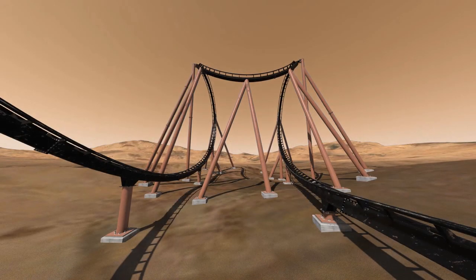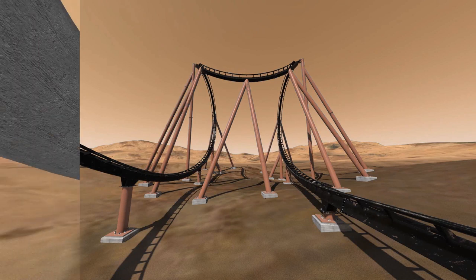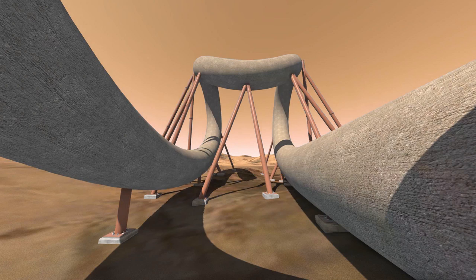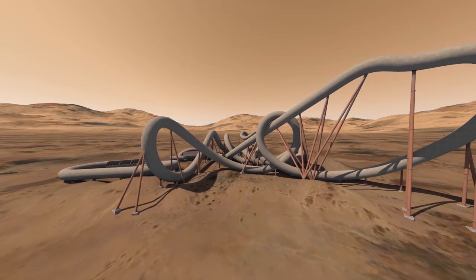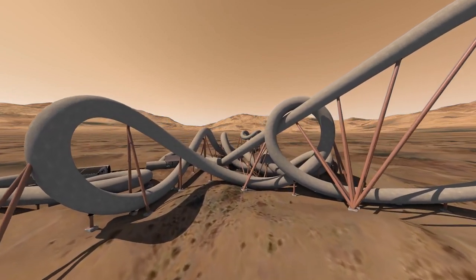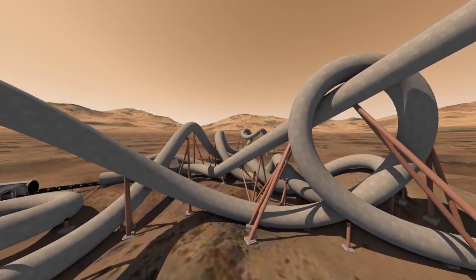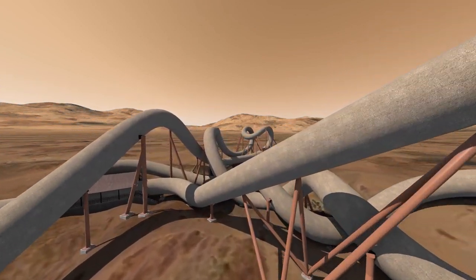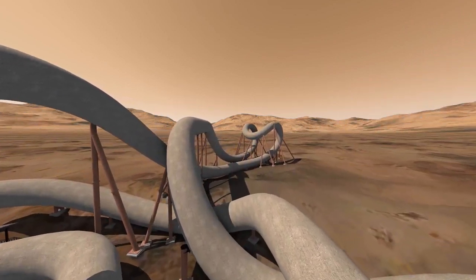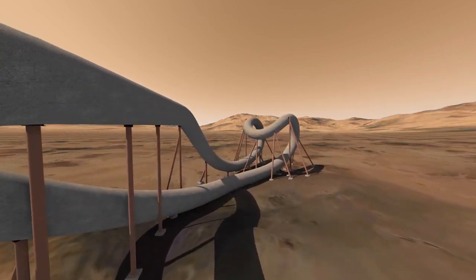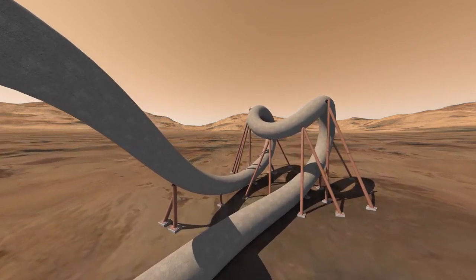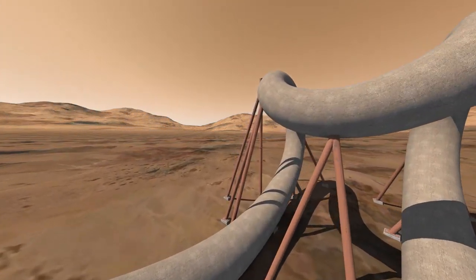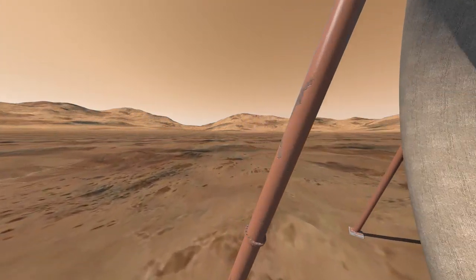For these reasons, it would likely be necessary for any Martian roller coaster to be built inside a pressurized building or tunnel with similar atmospheric conditions to Earth. Unfortunately, this would detract from the novelty of riding a roller coaster on another planet, but it would be necessary to protect the passengers and the ride itself from the harsh environment. And of course, this would have zero impact on the low gravity physics of the ride, so I'm confident that the experience would still be something out of this world.